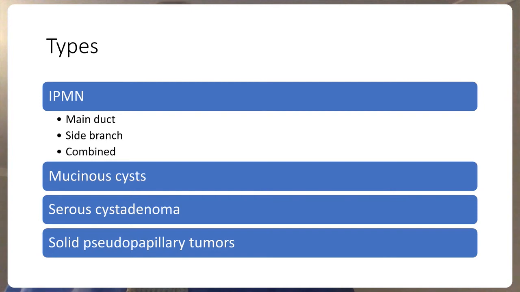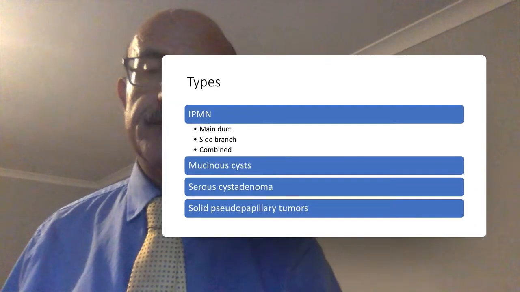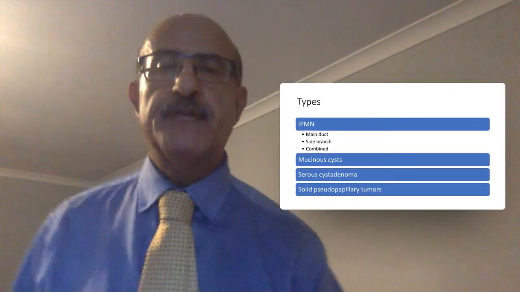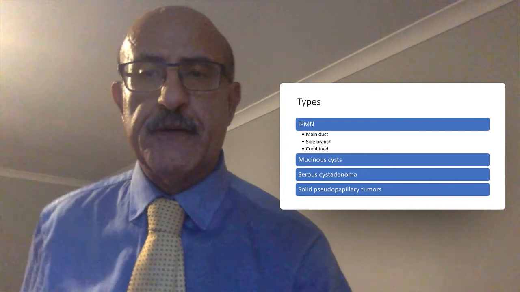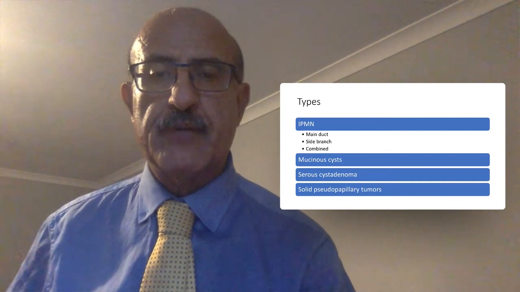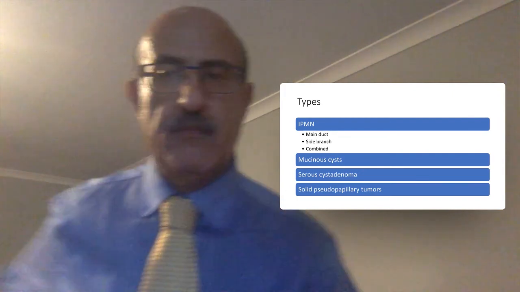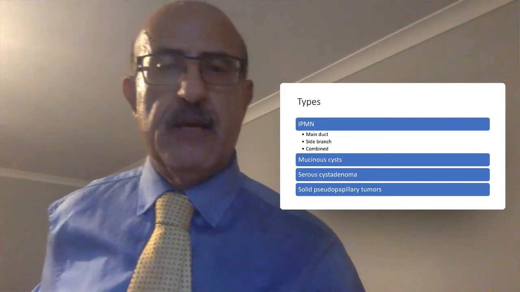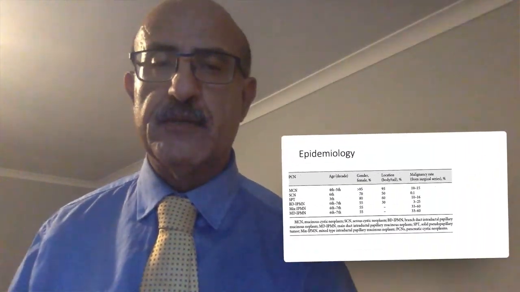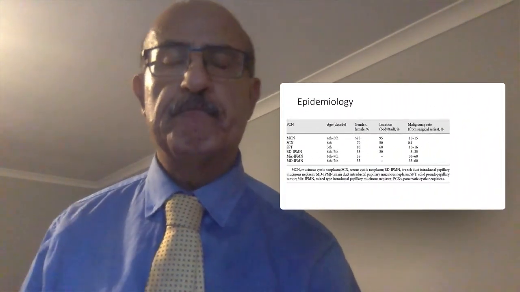The fourth one is a very rare tumor happening in young women, again in their 20s usually, or 30s, and it's called the solid pseudopapillary tumor of the pancreas. It's a rare malignancy of low-grade potential. It can metastasize and recur, and that's why it is important and has to be treated surgically, but it is a very uncommon clinical problem.